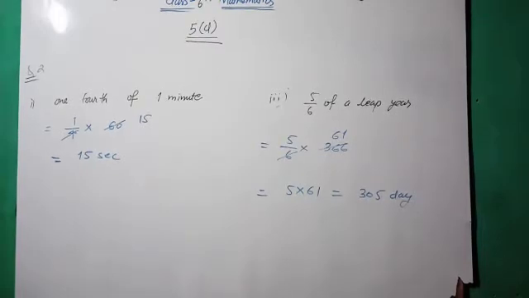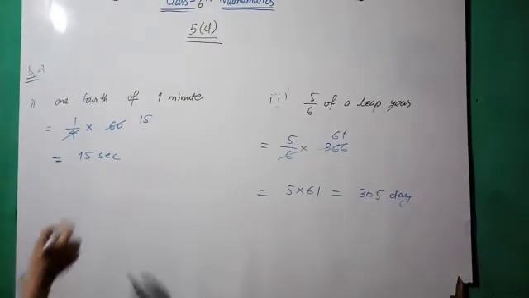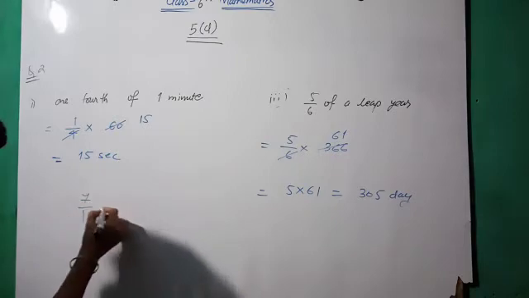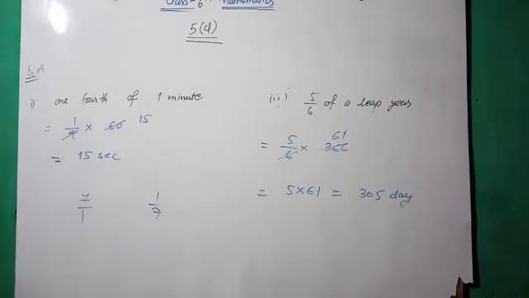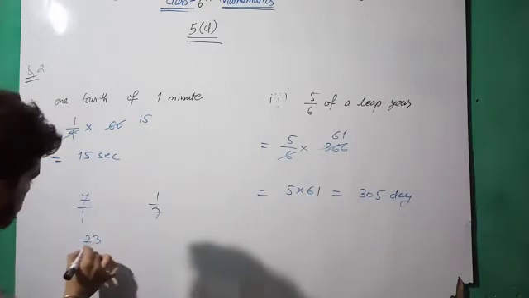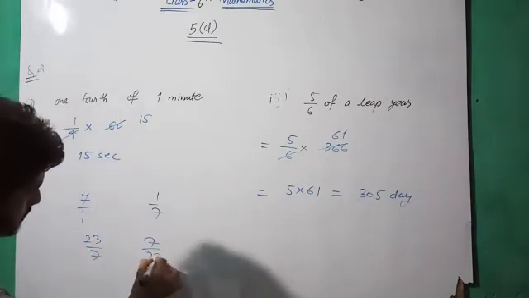Now question number 3: find the reciprocal of 4 by 5. The reciprocal of 4 by 5 is 5 upon 4. 7 means 7 by 1, so the reciprocal of 7 by 1 is 1 by 7. Next, 3 whole 2 by 7: 3 sevens are 21 plus 2 is 23 upon 7. It means 7 upon 23 is the reciprocal.